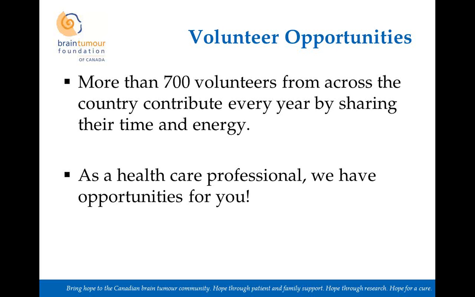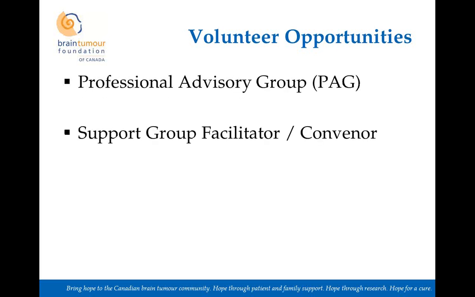And we also have opportunities for you as healthcare professionals. We have what's called a professional advisory group, which consists of a multidisciplinary group of healthcare professionals who volunteer their knowledge and expertise to Brain Tumour Foundation of Canada on an as-needed basis. These individuals are called upon when medical knowledge is required or when information must be verified for accuracy.